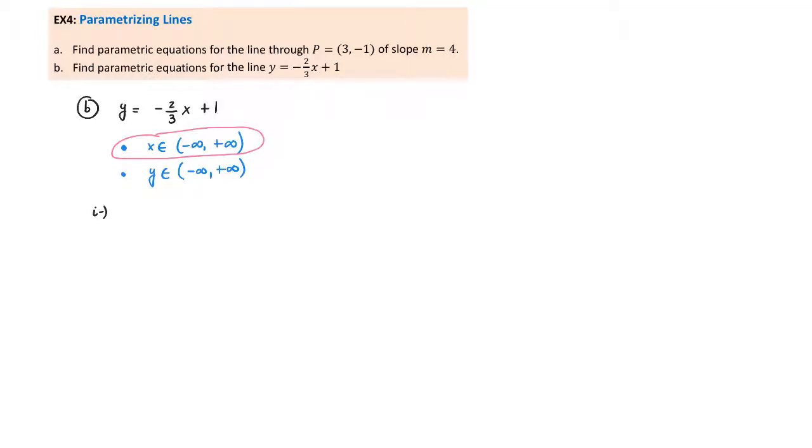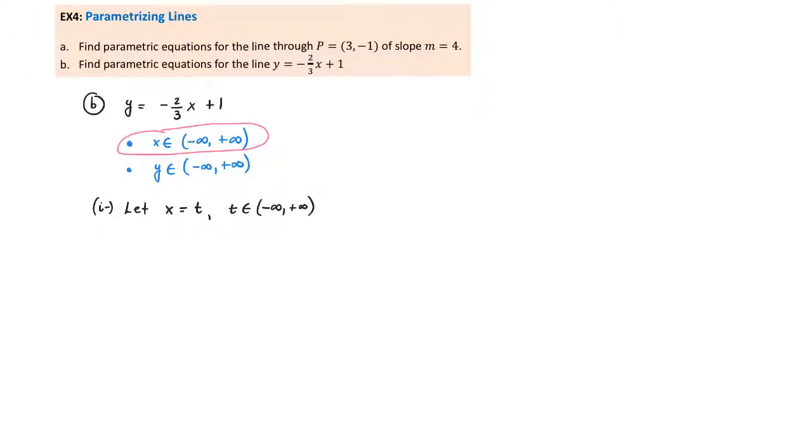Now, the simplest way to parametrize this line is to just let, so I'm going to put here first parametrization, let x be equal to t. Again, realizing that t is going to be between negative infinity and positive infinity. So if we let x be t, that means that y is going to be -2/3 t plus 1. So therefore, c of t is going to be t comma negative 2/3 t plus 1. This is the simplest way to parameterize.